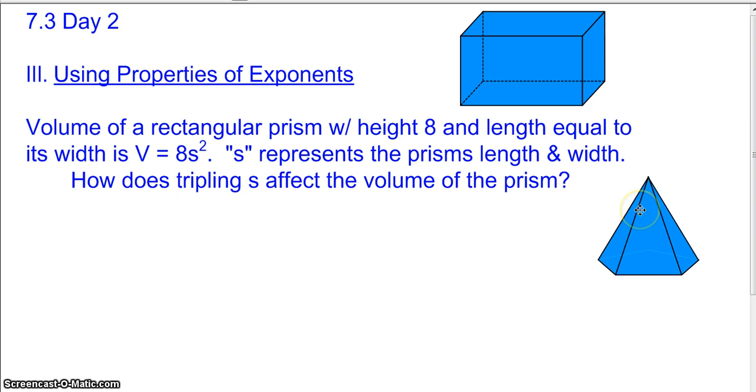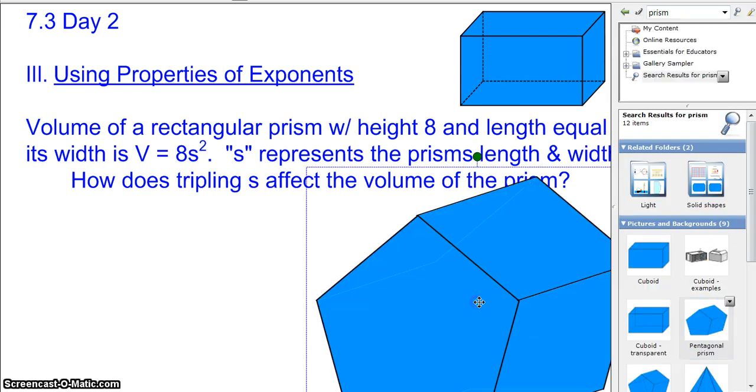So a pyramid has one base and then a vertex opposite it. So they always appear to be kind of pointy, right? But a prism has instead how many bases? Well, let me see if I can find another one. Here we go. This is another prism.